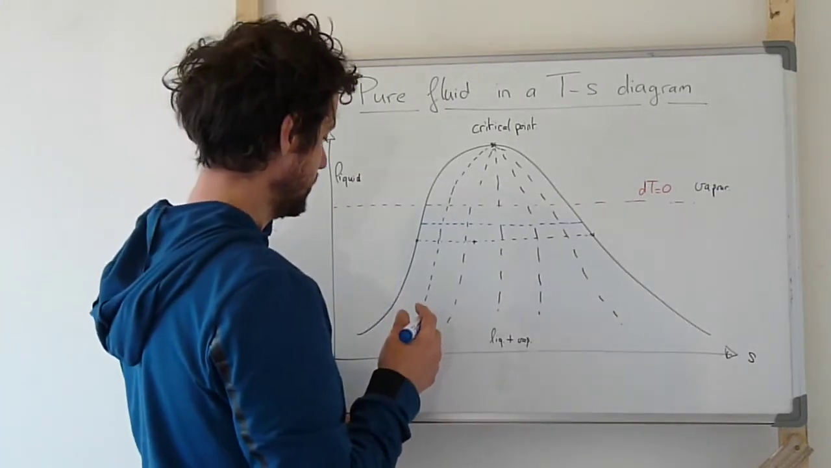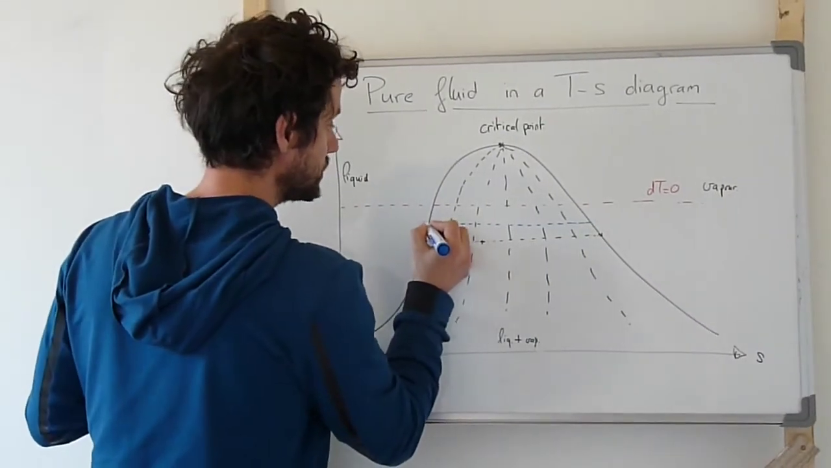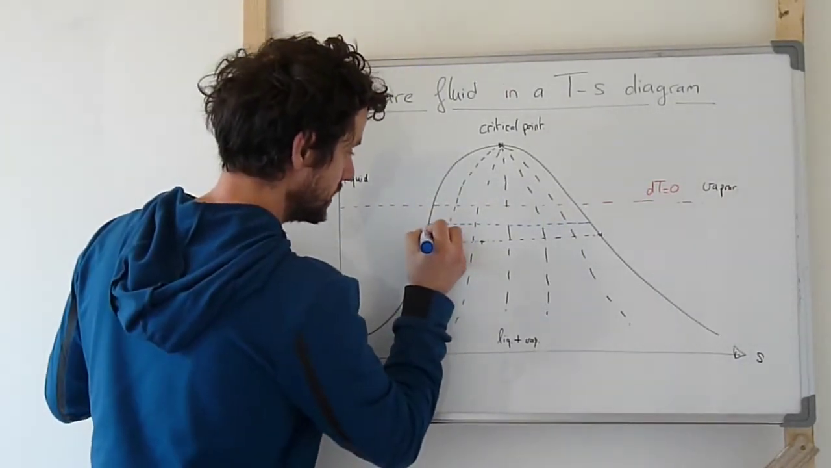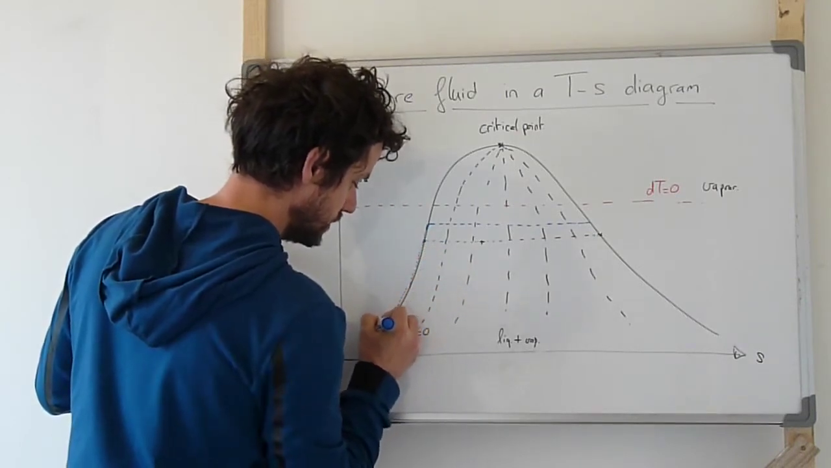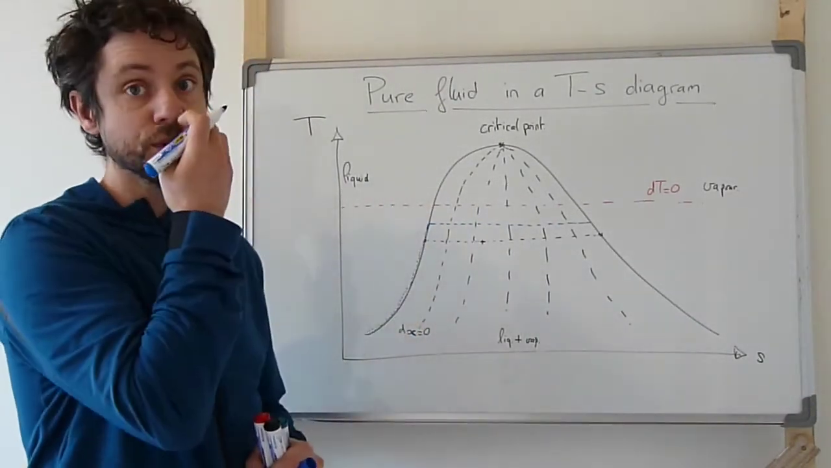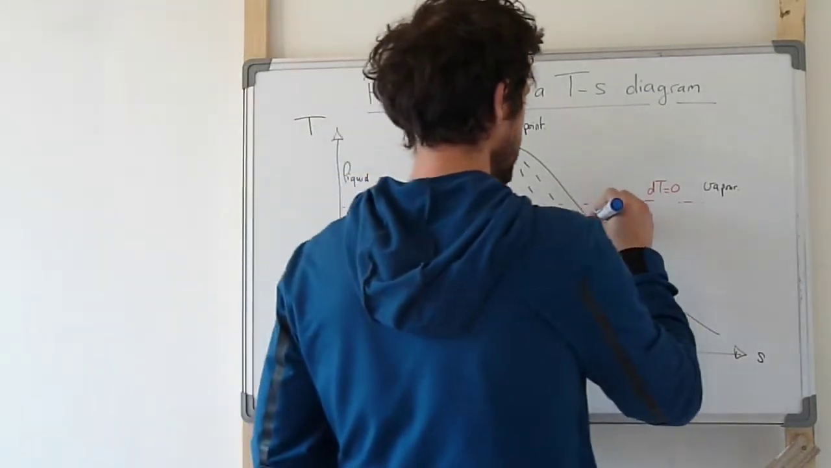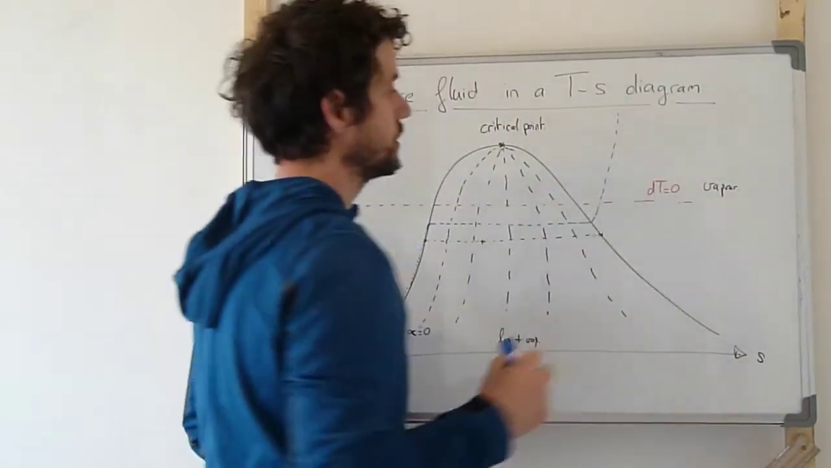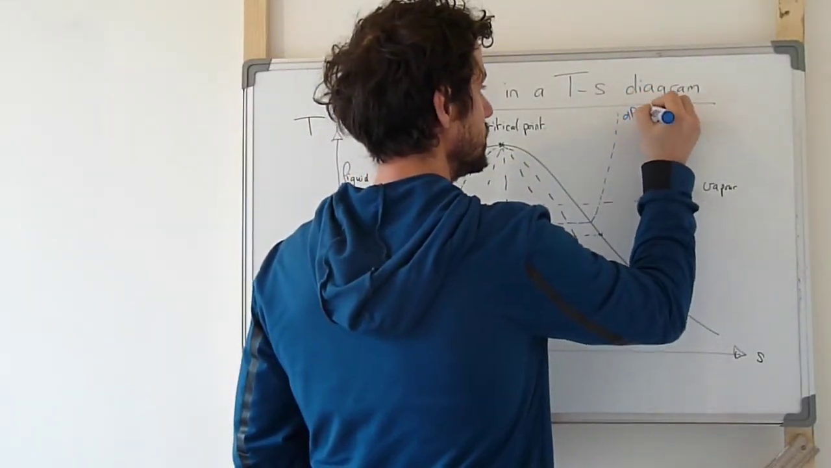Then on the liquid side, the isobaric lines are almost merged with the liquid saturation curve. This is due to the fact that the liquid is not compressible, so these two lines are almost merged, and on the vapor zone, the isobaric lines are going up like this, so that P is equal to constant.